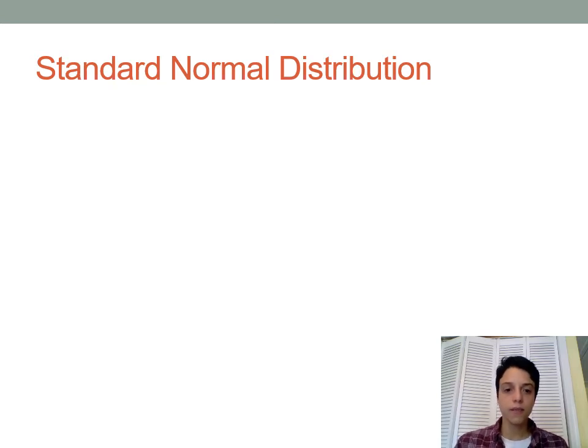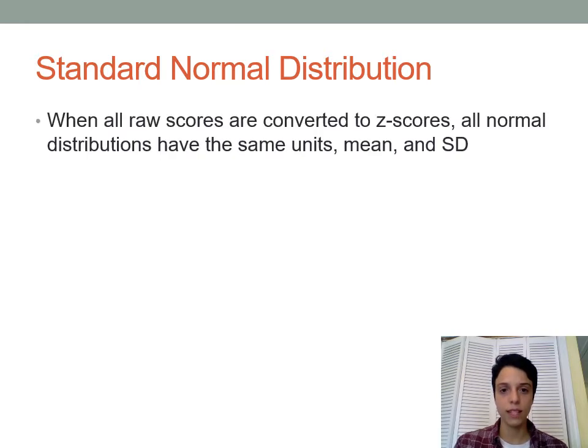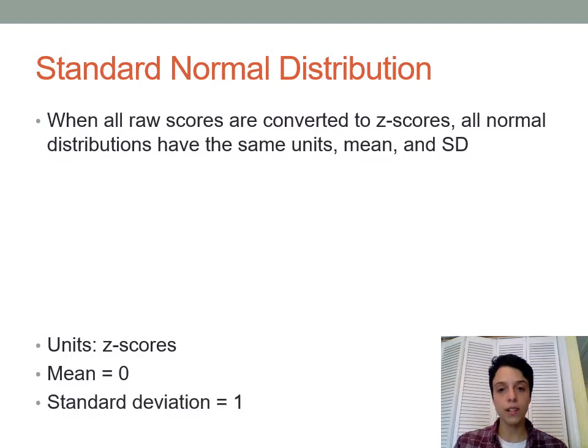So z-scores are generally used to navigate your way around something called a standard normal distribution. And a standard normal distribution is a normal distribution where all your raw scores, so all the different values you have, have been converted to z-scores. Once this happens, you always get exactly the same distribution. So when everything's converted to a z-score, your units are z-scores. You always have a mean of 0, and you always have a standard deviation of 1.